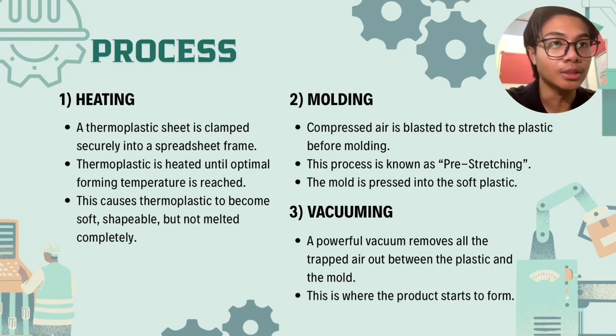Next up is the molding. Compressed air is blasted to stretch the plastic before the molding process. This process is known as pre-stretching. The mold is then pressed onto the soft plastic. Next up is the vacuuming process. A powerful vacuum removes all the trapped air between the plastic and the mold. So this is where the product starts to form.